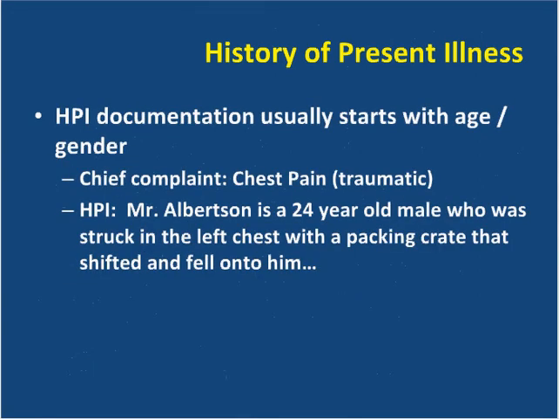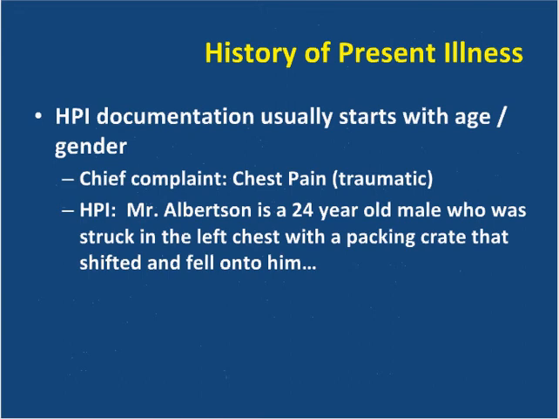When you're documenting your history of present illness, you start with the age and gender. So you've got a patient with a chief complaint of chest pain. You note that it's traumatic. And the HPI would read, Mr. Albertson is a 24-year-old male who was struck in the left chest with a packing crate that shifted and fell onto him. And that gives you a picture of both who the patient is and exactly what happened that led to that chief complaint.